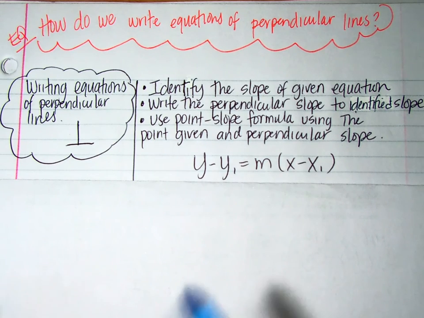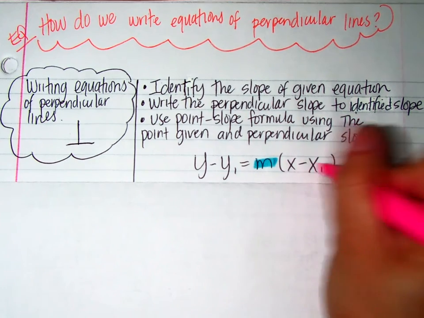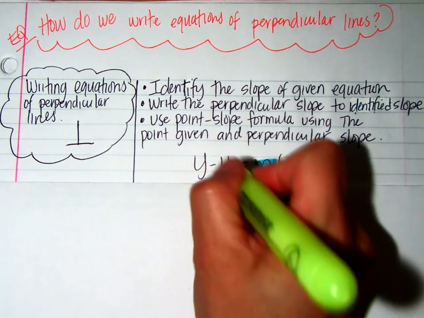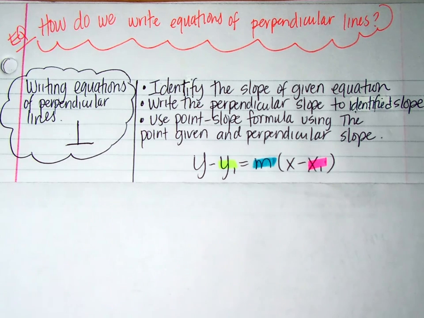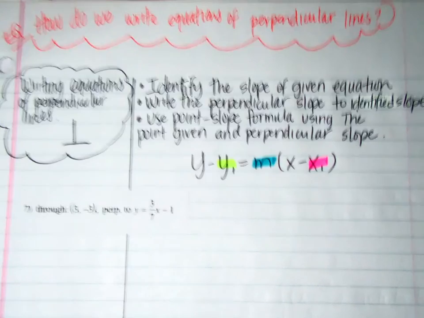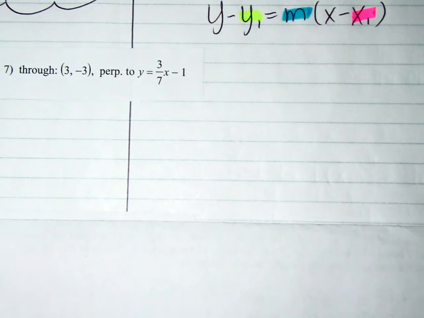Just like last time, I'm going to be color coding my point slope formula so that I don't make any mistakes when I'm replacing those values. Let's get started. We have an equation of the line and I have a point that I must go through. I'm going to zoom in just a little bit.